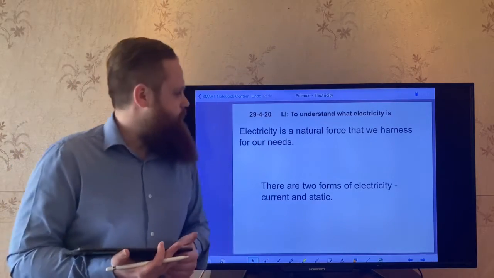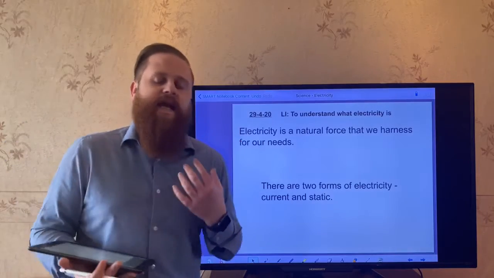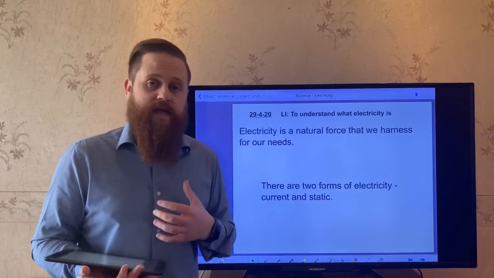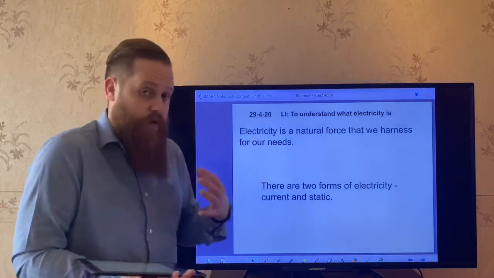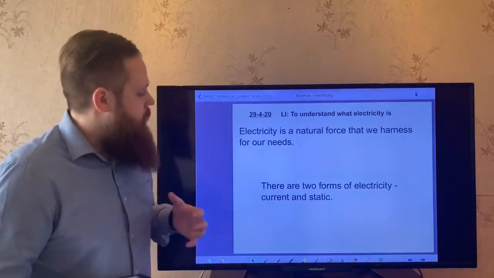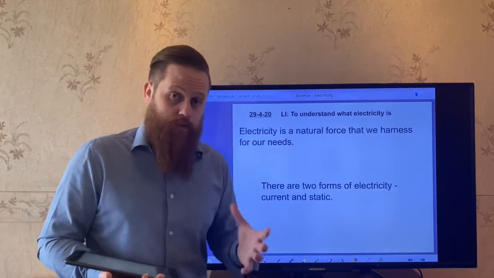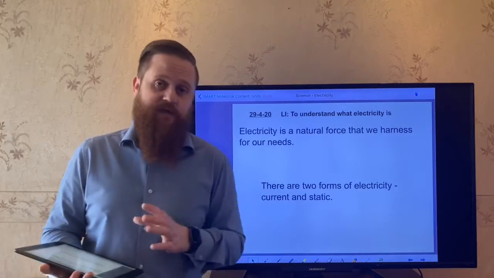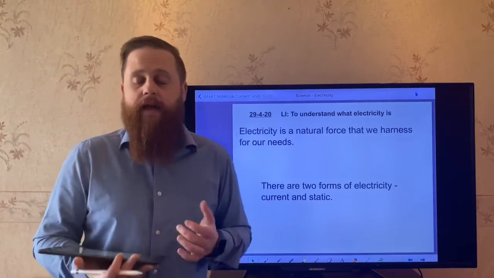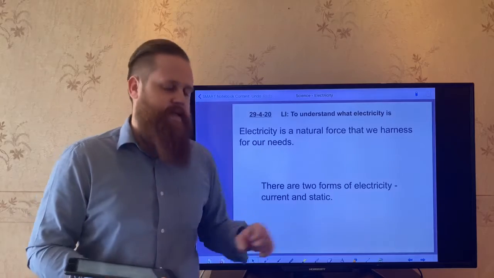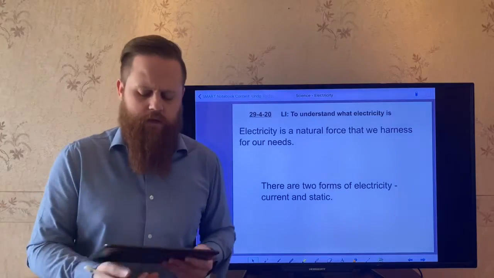So let's get started. Electricity is a natural force, and we harness that natural force for our needs, for what we need to do. There are two forms of electricity. There's current electricity and static electricity. Now, you may have heard of those before, especially static electricity. So let's have a little look at them.